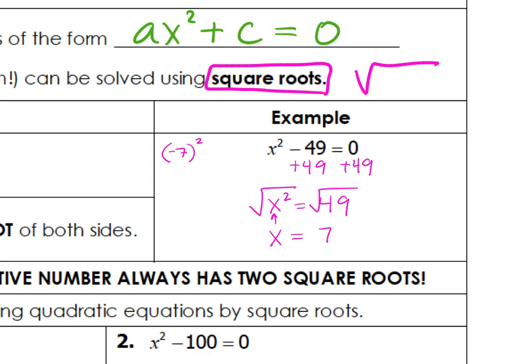Positive 49. Okay, so here's the deal. This is what everyone messes up on this lesson. Your answer is not just 7. Your answer is 7 or -7. You are allowed to write it like this every single time, plus or minus 7. Because if I plug a negative 7 in, it's still a positive 49. And if I plug a positive 7 in, it's a positive 49. So when you square root both sides of an equation, you should get 2 answers every time.